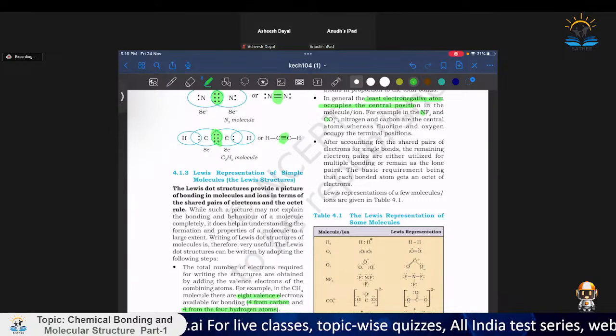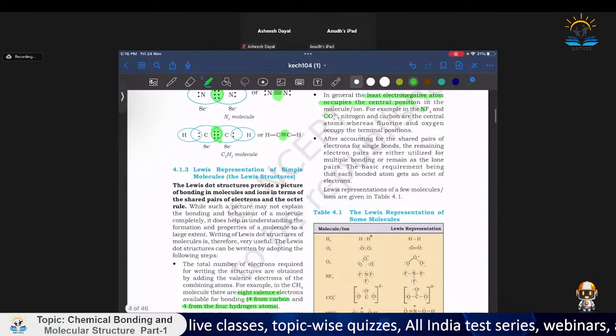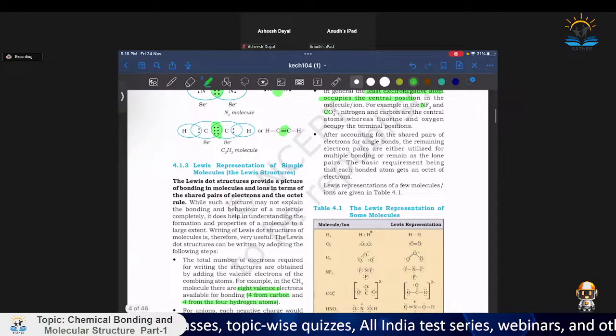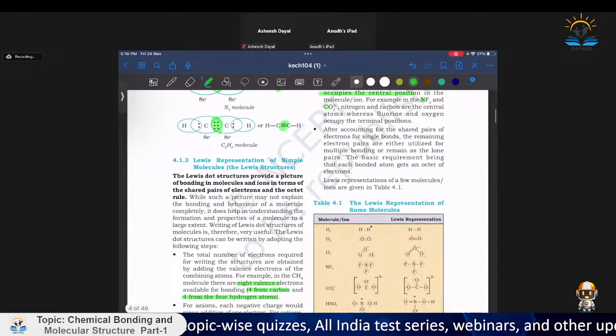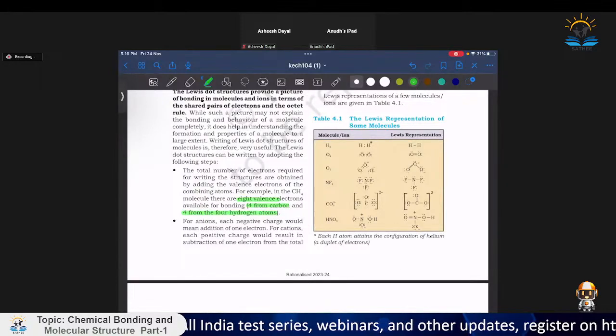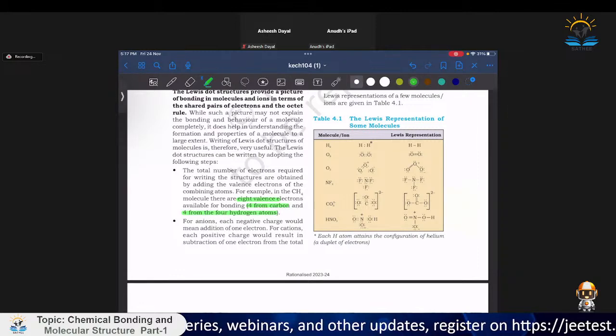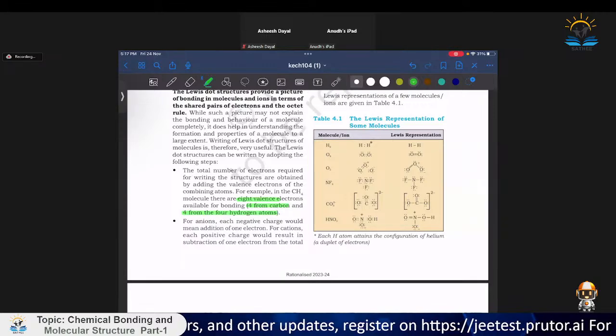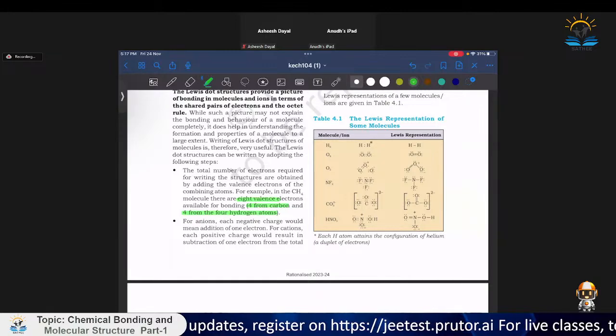The basic requirement is that each atom should have a complete octet of electrons. So if the octet is getting completed, then the remaining electrons will be lone pairs. If the octet is still not complete, then you will make multiple bonds to complete the octet. Let us view a few structures based on this rule.